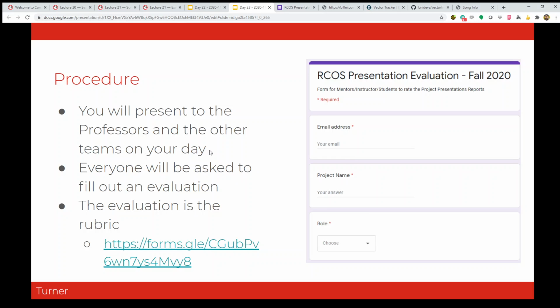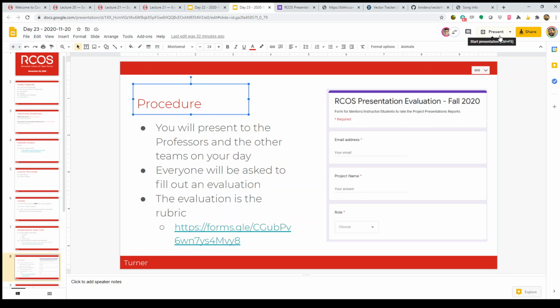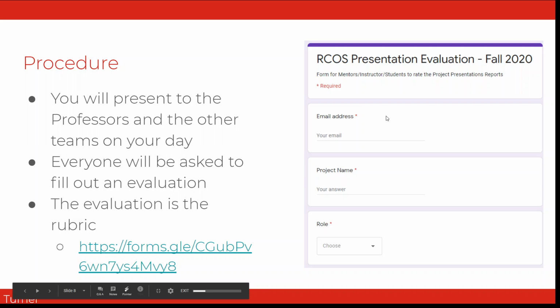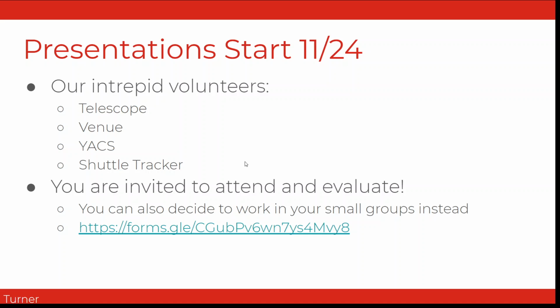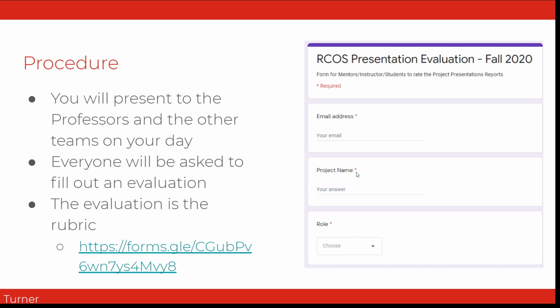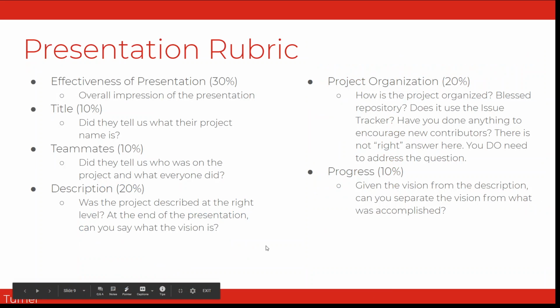If you're there, you're going to be asked to fill out this evaluation. The way we're going to have it right now is I think we're going to have 2 groups per day, or two parallel tracks per day. You'll present to Professor Kuzmin or myself and your peers and your mentors and your coordinators. This is what the form looks like. Down below are the rubric items. The rubric is really kind of simple.